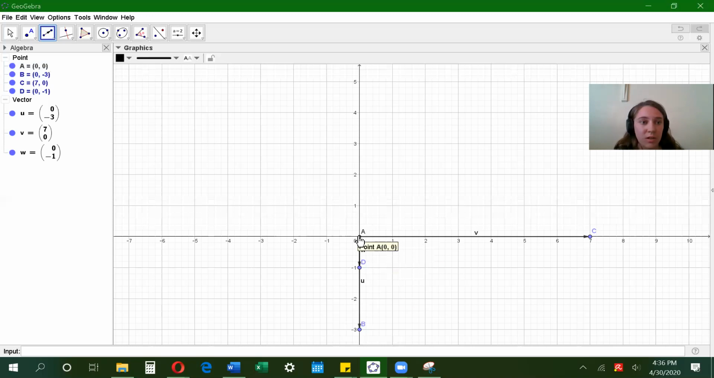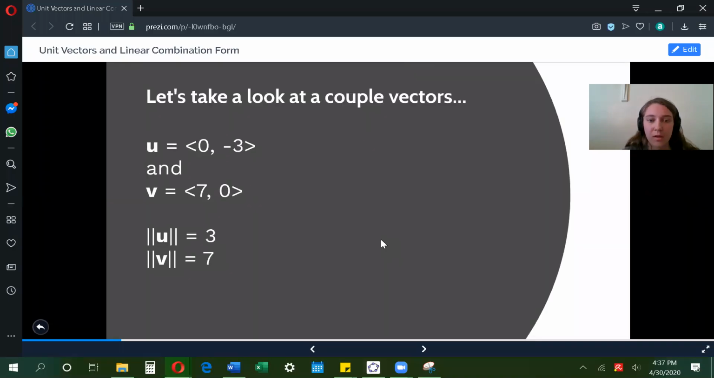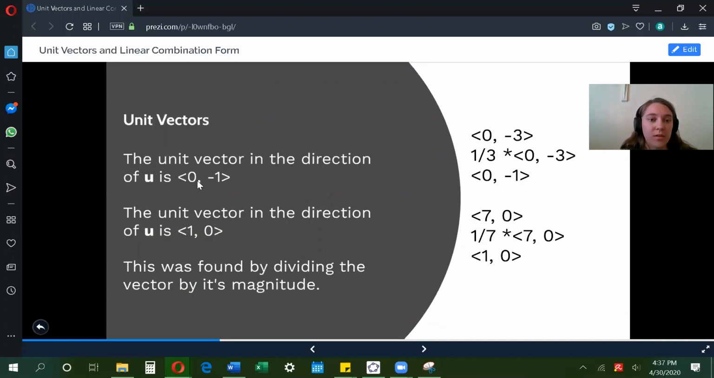So for vector v, 7, 0, if we divide that by 7, we're going to get the vector 1, 0. It's in the same direction as vector v, and it has length of 1, making it the unit vector of vector 7, 0. So if we come back here, you can see that the unit vector in the direction of vector u is 0, -1.